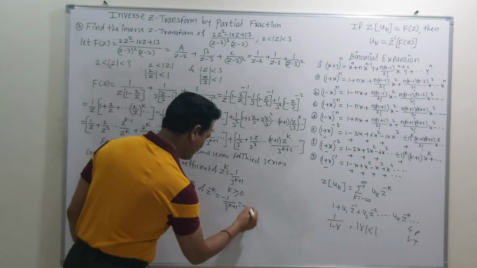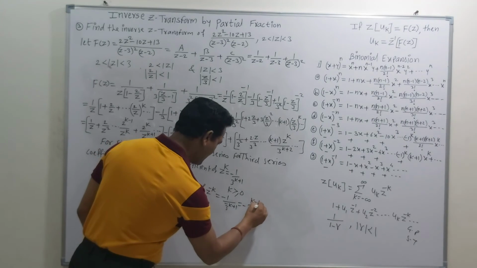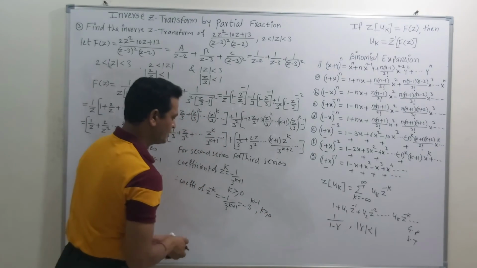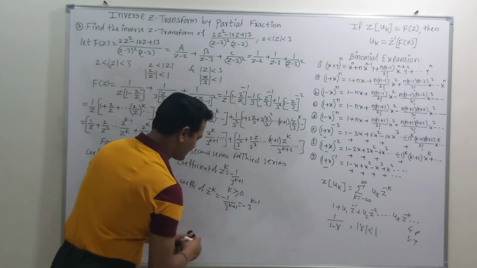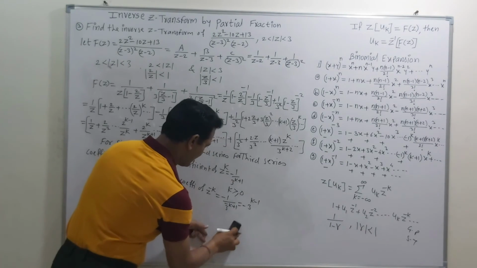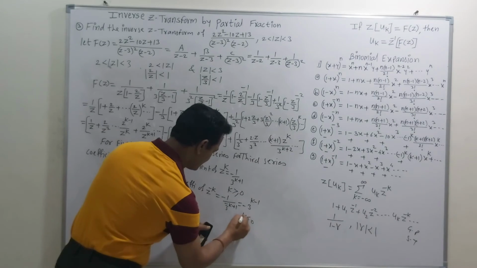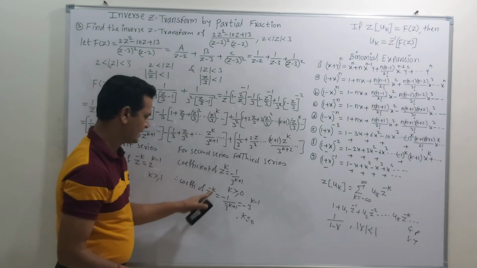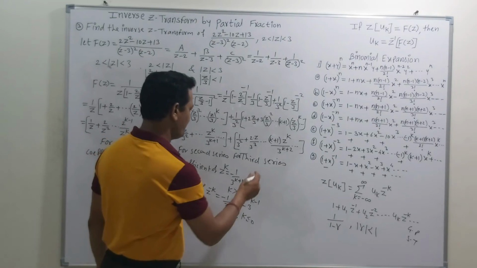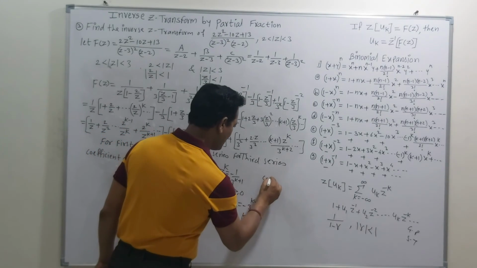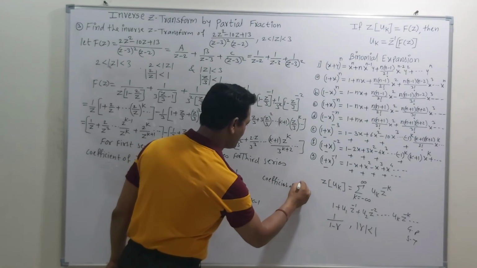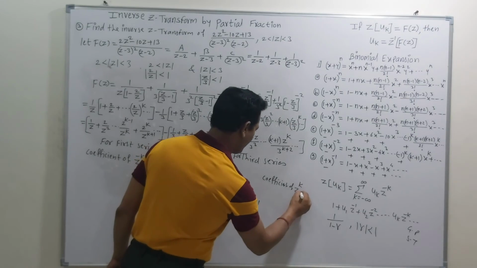We can write this as minus 3 raised to k minus 1 for k is greater than or equal to 0. So we can write this as k is greater than or equal to 0. So now this becomes k is less than or equal to 0, because we replaced k by minus k. So this condition becomes less than or equal to 0. So then for the third series, coefficient of z raised to k.